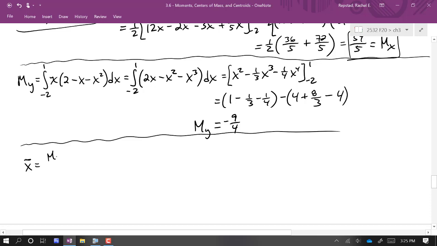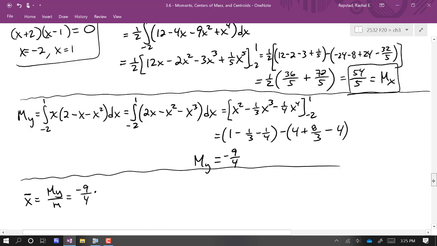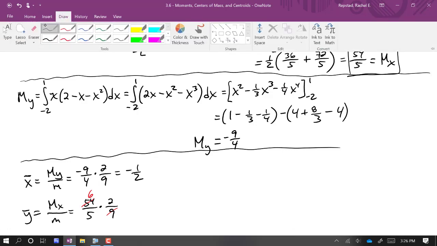So the x-coordinate is My over m. So negative 9/4, and dividing by the mass means we're going to multiply by the reciprocal, so times 2/9. And that's a negative 1/2. And for the y-coordinate, we're going to take the moment about the x and divide by the mass. So that is 54 over 5 times 2/9. 9 goes into 54 6 times. So that's 12/5.